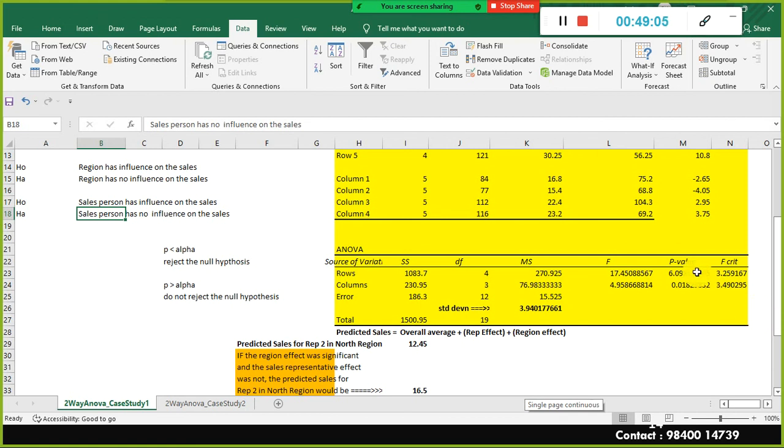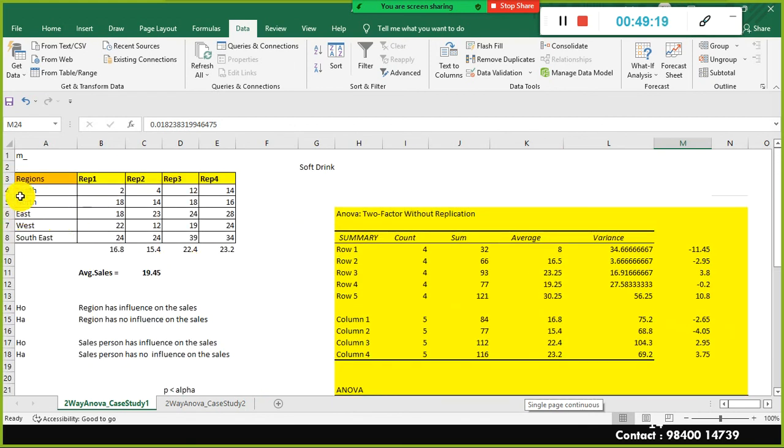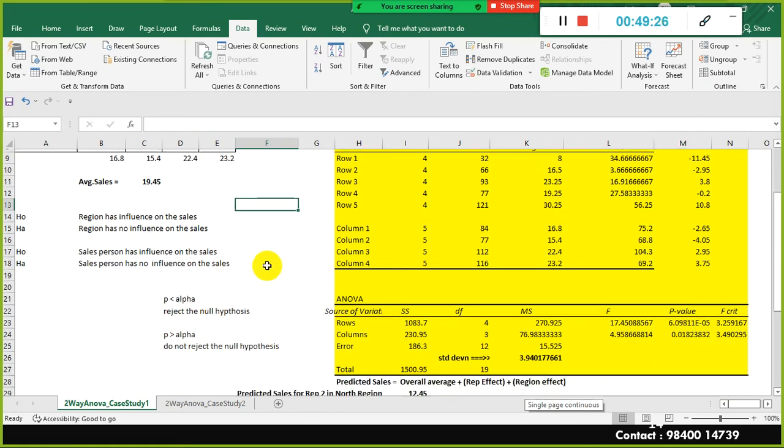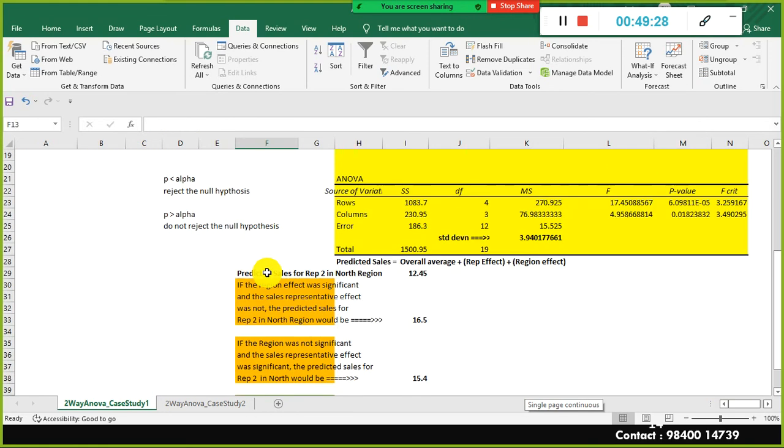One second, sorry. The p-value is less than alpha, right? So the alpha is 0.05. We are rejecting the null hypothesis. Here, 0.01 is obviously less than 0.05. We are going to reject the null hypothesis. In this case, neither region nor salesperson has influence on the sales. Maybe as per the test, that is what we are going to conclude here.